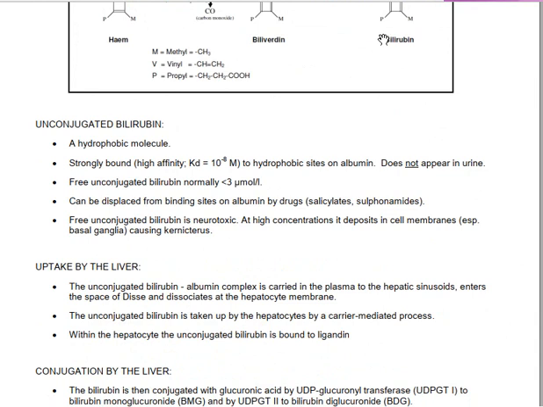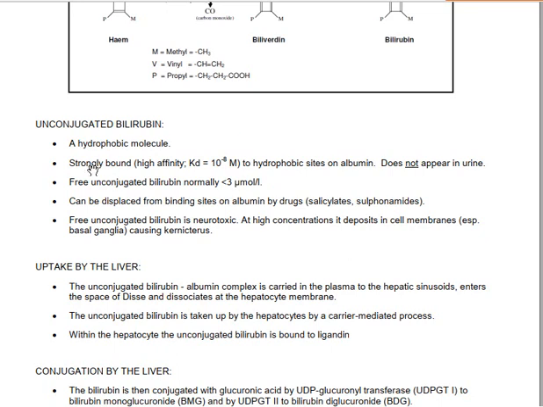This bilirubin is also called unconjugated bilirubin, or free bilirubin. It is hydrophobic. It is fatty and fat soluble. Basically, that's why it's called hydrophobic. Phobic means afraid of, and hydro means water, so it is afraid of water. It is not soluble in water. So it is strongly bound to the hydrophobic site on the albumin. That's why it is transported with albumin.